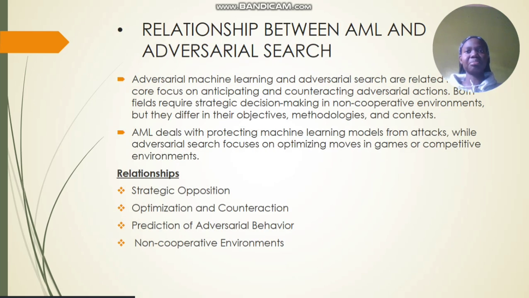Then the relationship between AML and adversary search. These two are greatly related, but they have some areas whereby they differ. They're related in strategic opposition, optimization and counter-reaction, and prediction of adversarial behavior. Then non-cooperative environments are also areas whereby they're related. They differ in their objectives, methodologies, and contexts, as we have seen.